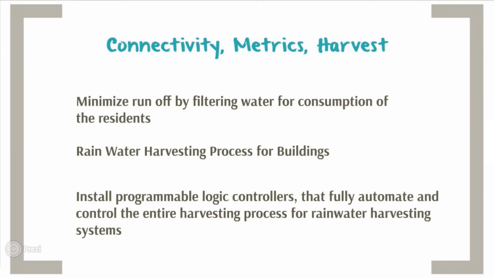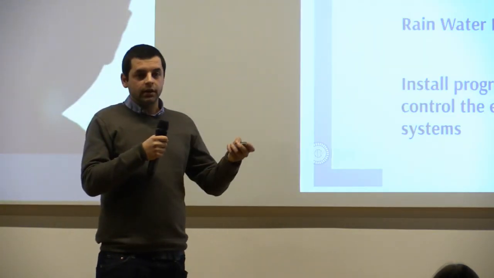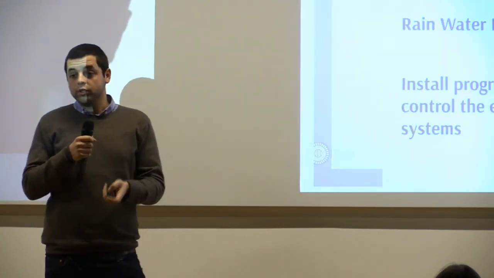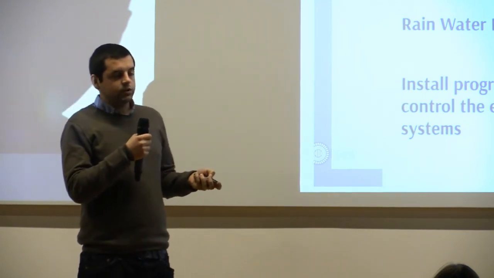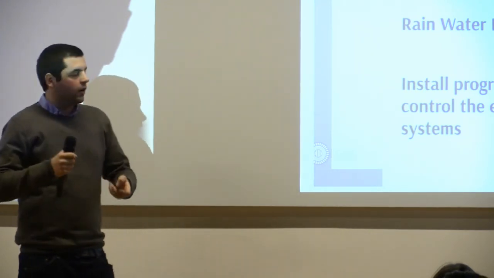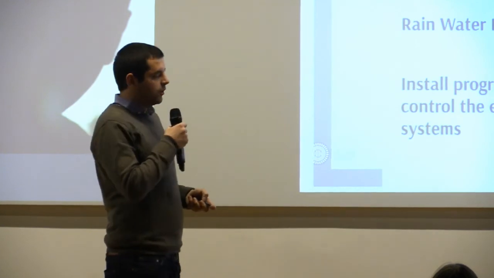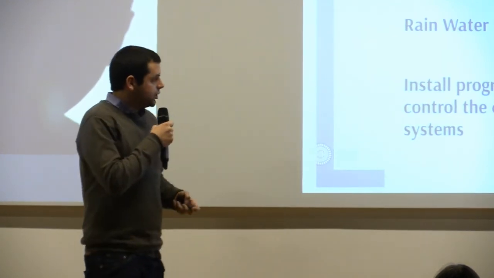In terms of connectivity, we basically think that you can harvest water, and with the right plant, with the right connections, you can build a system where you not only have the water that goes through the runoff, but you minimize that effect by enabling the residents of a building to consume that water. But obviously, there needs to be filtering and a whole system that would support that logic.